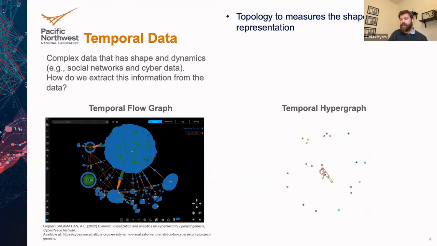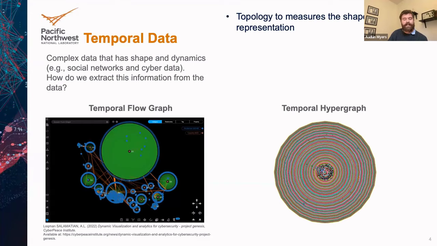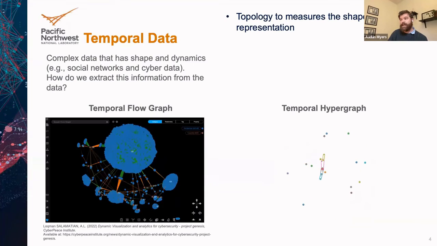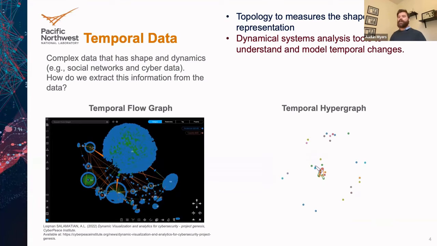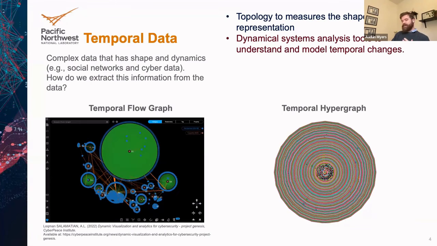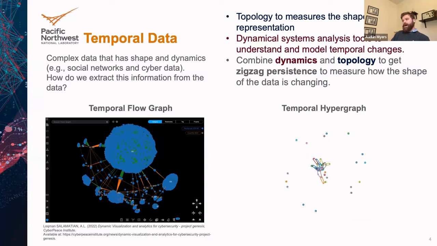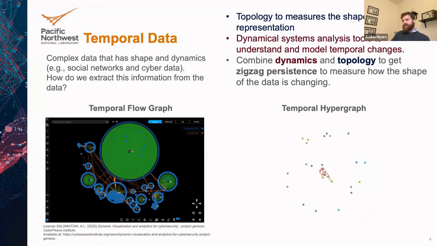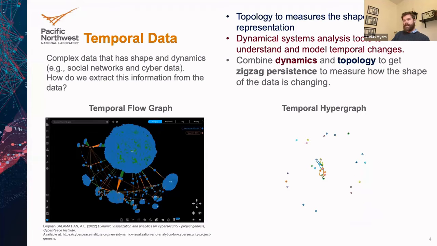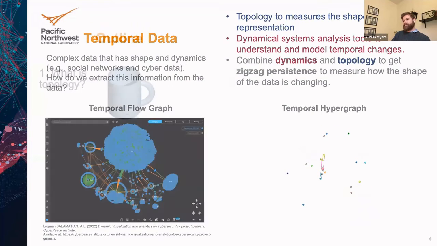If I were to study them individually, I could use, let's say, topology to measure a static representation of this data. Or I could use dynamical systems analysis tools, where I could look at, say, the number of edges or number of nodes over time and try to develop a model to predict that. But what I really want to do is combine these. I can combine both dynamics and topology to get zigzag persistence. That will be the main point of this talk: how can I actually use zigzag persistence to study this temporal data, and what sort of meaning can I get from that?